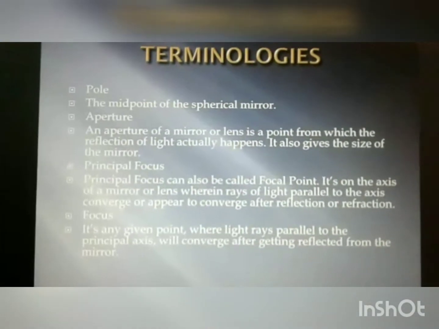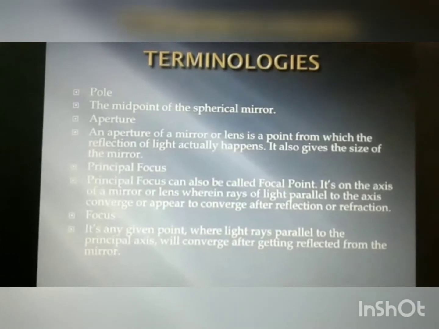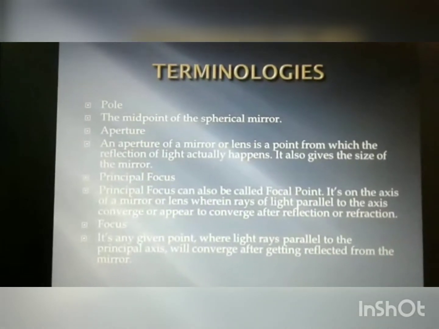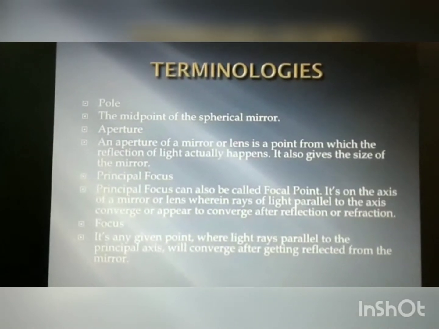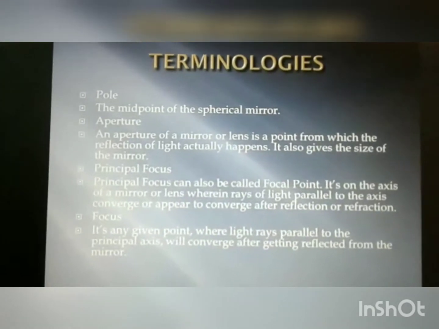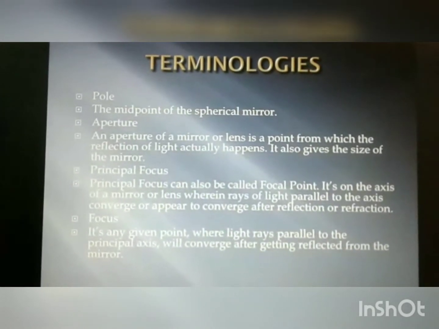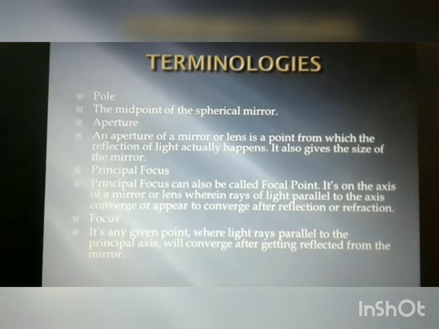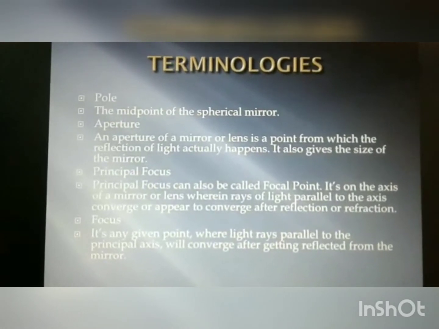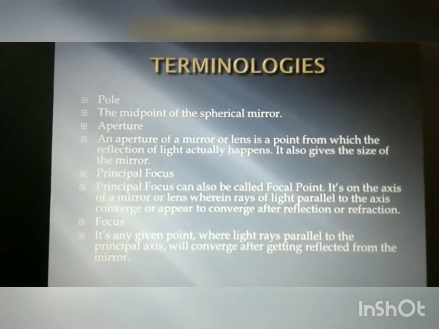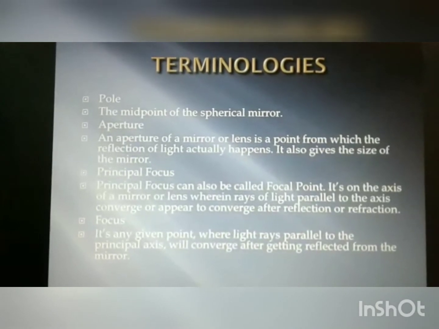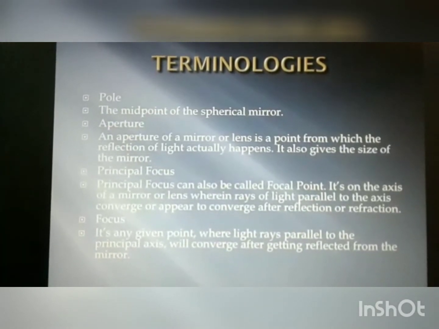Now next is aperture. What is aperture? An aperture of a mirror or lens is a point from which the reflection of light actually happens. It also gives the size of the mirror, or you can give the definition simply: the diameter of the reflecting surface of the mirror is known as aperture of the mirror.